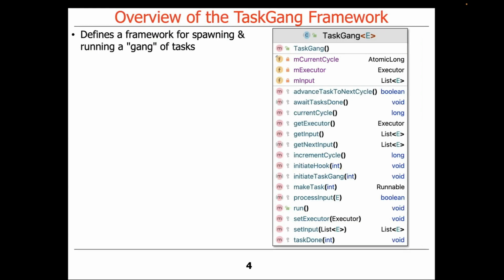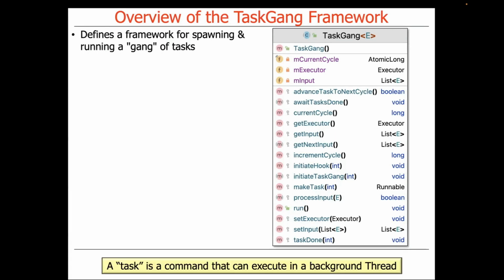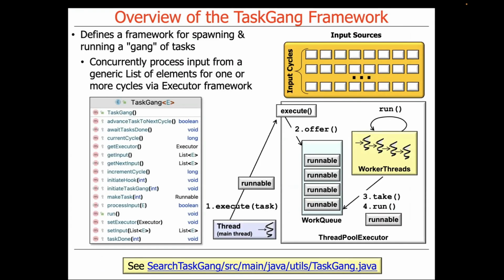So again, keep in mind that this framework is used to spawn and run a gang of tasks, where gang is used in a very loving way. These are tasks that like to work together. And a task is basically a command that can execute in a background thread. And we'll see that there are different ways of implementing those tasks using different types of thread pools or virtual threading mechanisms that are part of modern Java. The purpose of this framework is to concurrently process input from a generic list of elements for one or more cycles using various executor framework mechanisms.